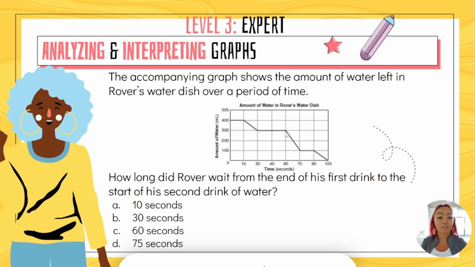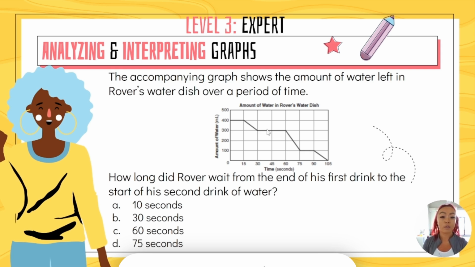And then at 60 seconds, the graph starts to decrease again, which means now Rover is drinking again. So when did he start his second drink? When did the graph start decreasing again? Well, that started at 60 seconds. They want to know how long Rover waited from the end of his first drink, which was at 30 seconds, to the start of his second drink, which was 60 seconds.